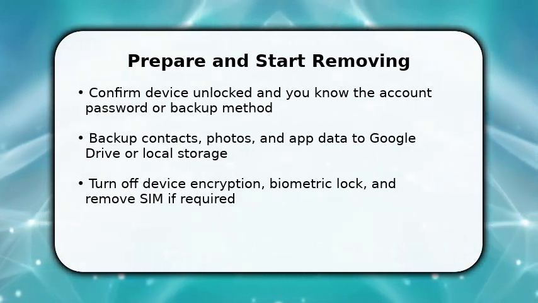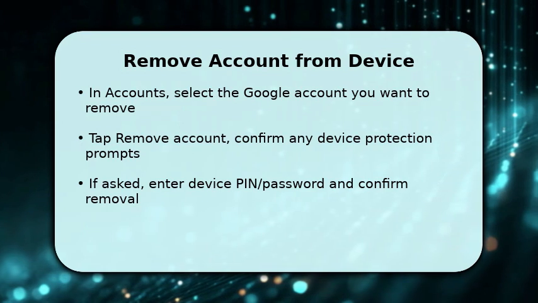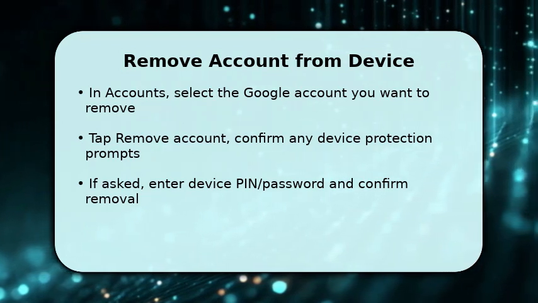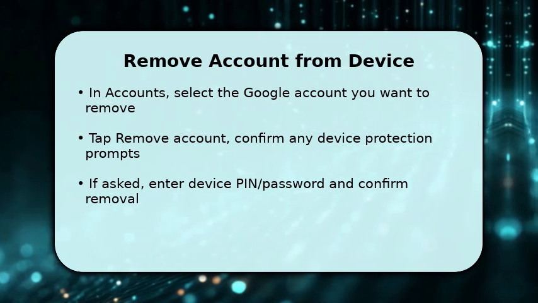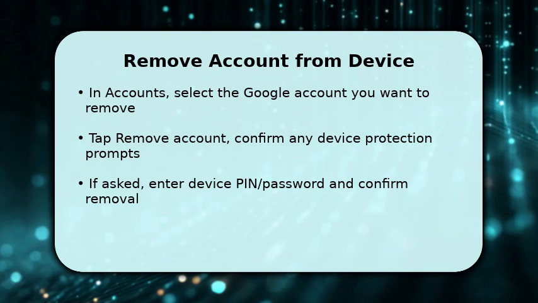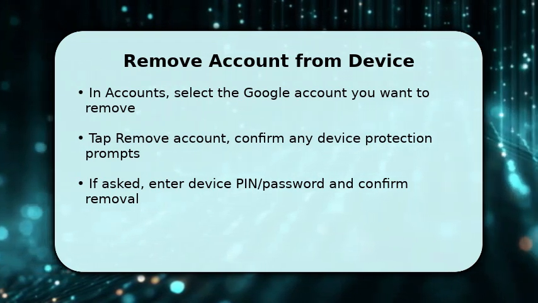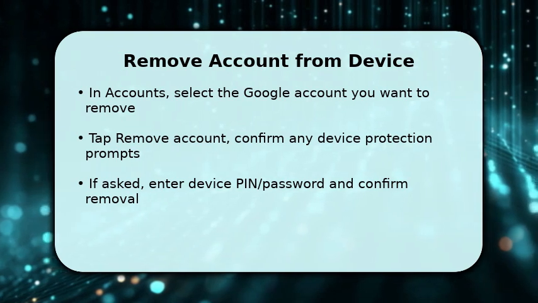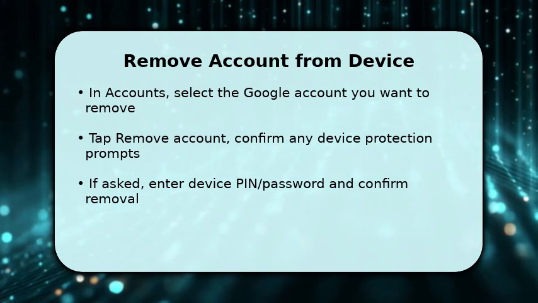You now remove the account. In Accounts, tap the specific Google account entry and choose Remove Account. When a prompt appears about device protection or app data, read it and confirm. This prevents unintended data removal. If the device asks for your PIN or password, enter it to authorize the change. Once confirmed, the account disconnects from device services like Gmail and Play Store.